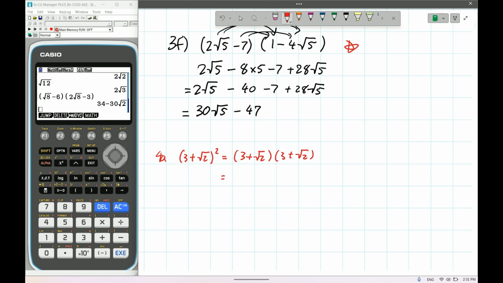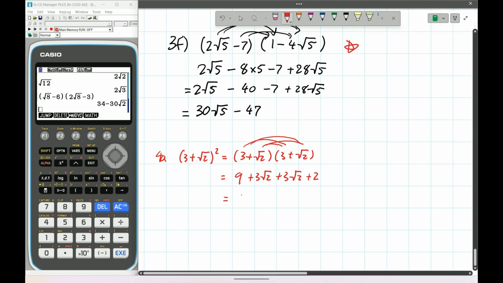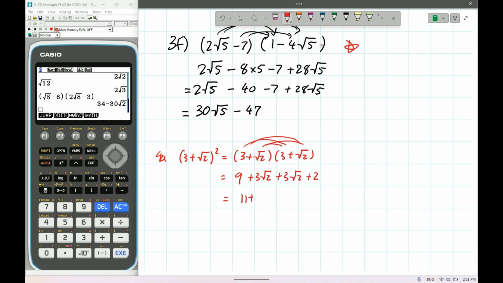So 3 and the 3 will make a 9. The 3 and the root 2 will make 3 root 2. This one will make plus 3 root 2. And the outer ones will be plus 2. We can combine like terms to make 11 plus 6 root 2, and that will be your answer.